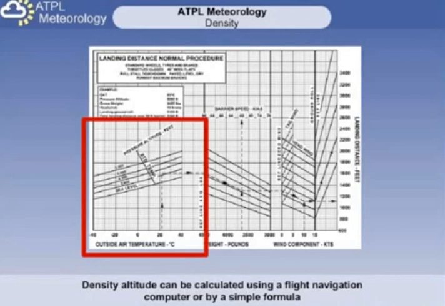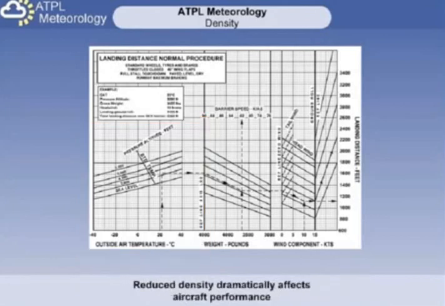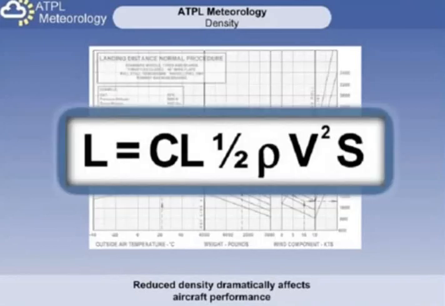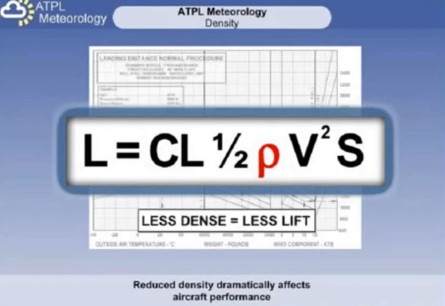The example shown is the landing distance graph for a small single-engine aircraft. We'll now look at the importance of density changes on aircraft operations. One of the most fundamental effects of density is on the lift that an aircraft can generate. Looking at the lift formula, we can identify density by the Greek symbol rho. With all other variables remaining the same in the formula, you can plainly see that a reduced density would decrease lift. So, for a given speed, the lift generated would be less.